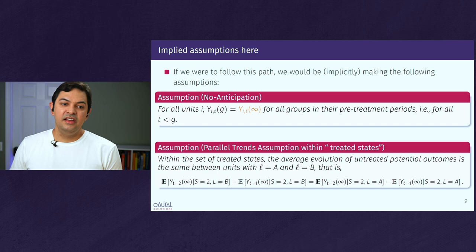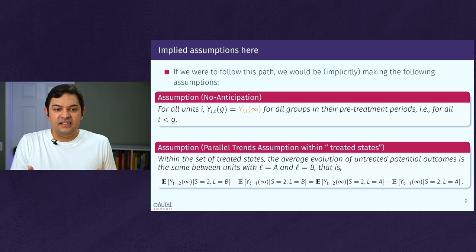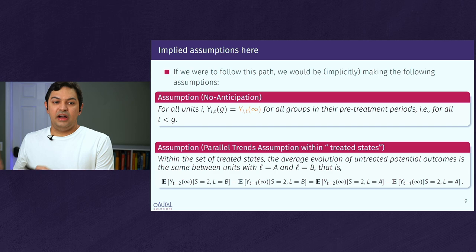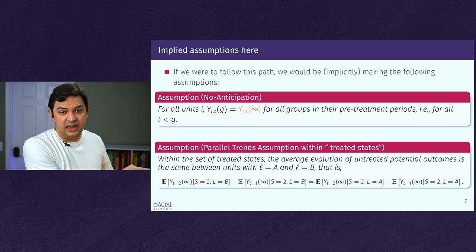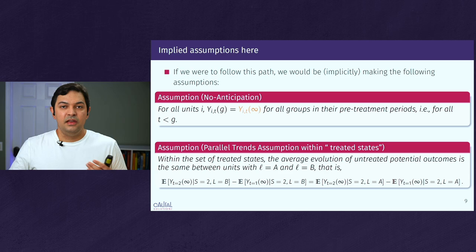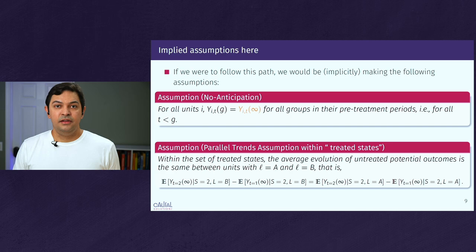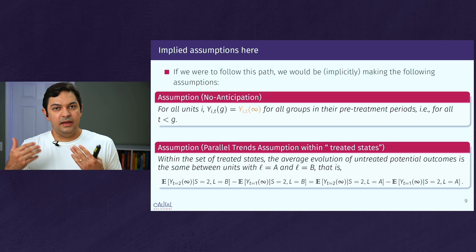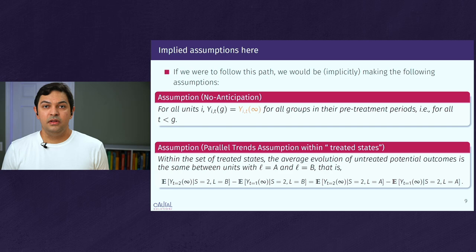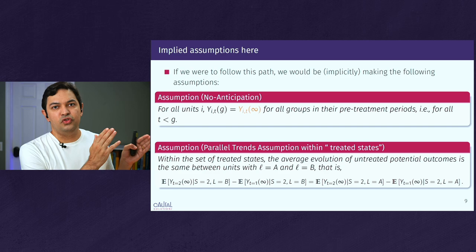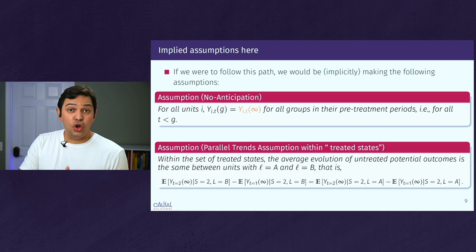It reads that within this set of treated states, the average evolution of untreated potential outcomes is the same between units who belong to partition A and those who belong to partition B, right? Essentially, I'm saying that if there was no maternity mandate, no policy intervention, the average evolution of the outcome of interest, in our case hourly wages, would be the same if you are a married woman between 20 and 40 years old, and the same as if you were older than 40, or if you are a single male between 20 and 40.